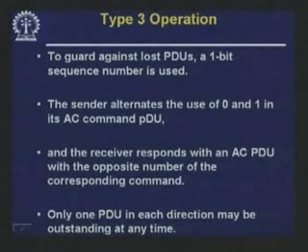So, to guard against lost PDUs, since this is a more reliable kind of operation, type 3 operation, a 1 bit sequence number is used. We will see how this is used later on. The sender alternates the use of 0 and 1 in this 1 bit. So, how that helps we will see. And the receiver responds with an AC PDU with the opposite number of the corresponding command. Only one PDU in each direction may be outstanding at any time.